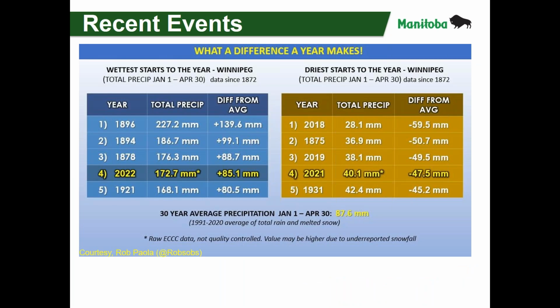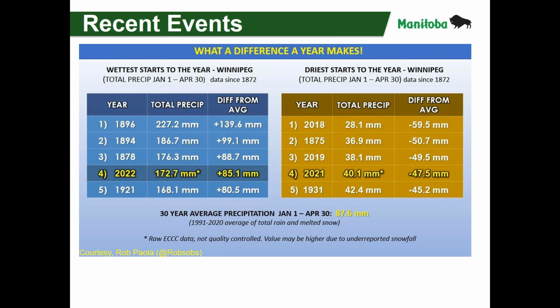I'm looking at this, which was from Rob Powler. It's been really good. I've had the opportunity to meet with him and discuss some of these numbers with him in the past. And he looked at data since 1872 for the wettest starts to the year, at least in Winnipeg, looking at the first 4 months of the year. And this year, 2022, actually ranked in the top 4 in terms of the wettest starts to the year.